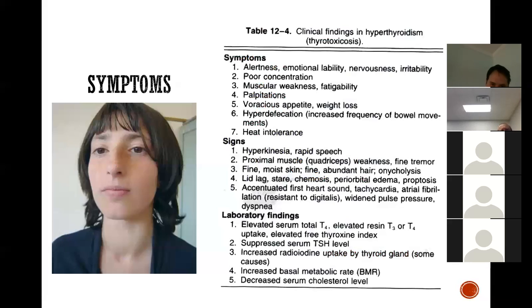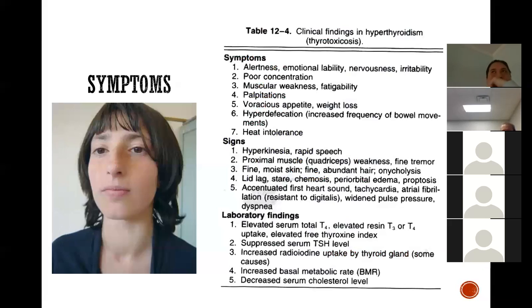And you do usually get hyperdefecation. It's not actually usually diarrhea, it's usually frequency of bowel movements, and they may note that they're looser than usual, but they're not typically diarrhea. So when you ask that question, it's better to ask, how often are you stooling or pooping, and has it changed? Heat intolerance, very common.